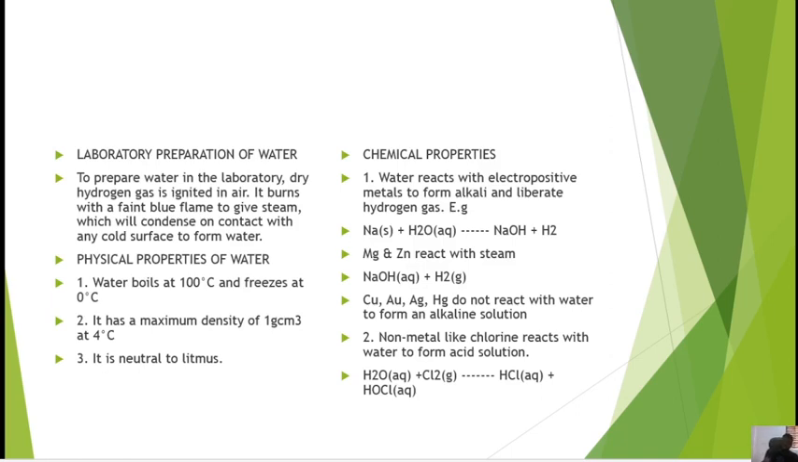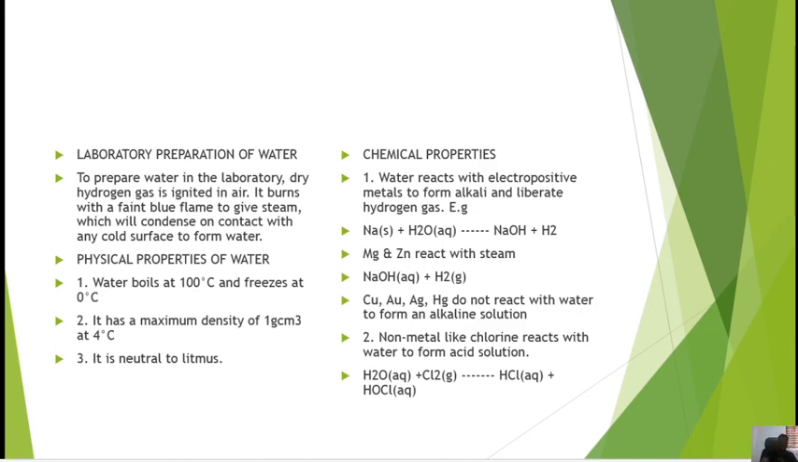To prepare water in the lab, all you need to do is ignite dry hydrogen in air. So it's a spontaneous process that hydrogen burns in air, and once it does, it reacts with oxygen to produce water. But it doesn't produce liquid water directly. What it gives is steam. Now, when this steam comes in contact with a cold surface, it then turns into liquid water.